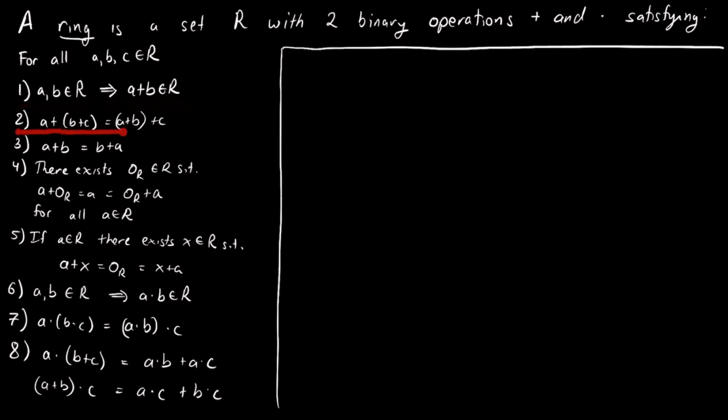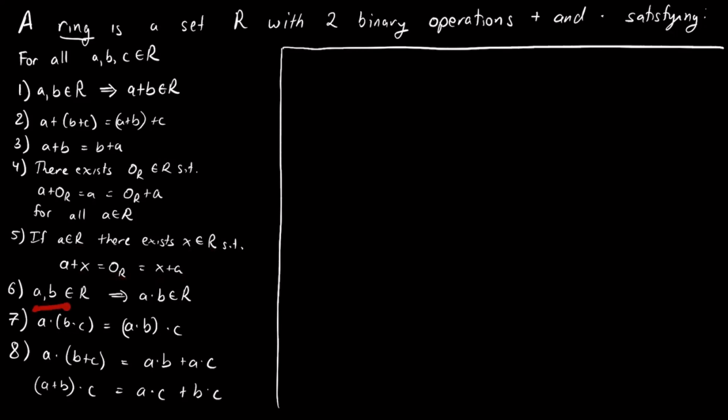We have that addition is associative. We have that addition must be commutative. We have the existence of an element which we will call zero, which satisfies the rule that a plus 0 is always equal to a, and 0 plus a is always equal to a for all a in R. So we have existence of a zero element. We also have the existence of additive inverses. So if a is in R, then there exists some x in R such that a plus x is equal to 0 and x plus a is equal to 0.